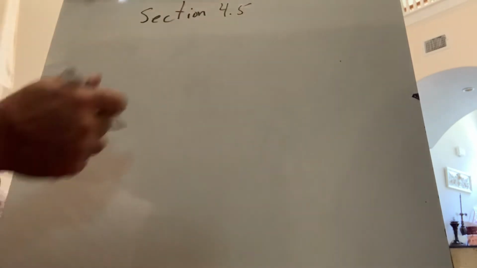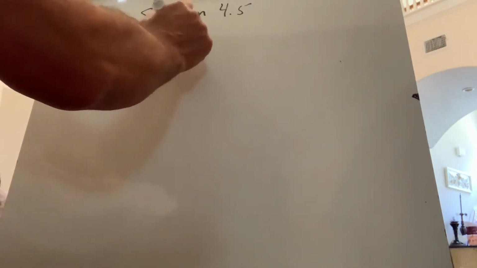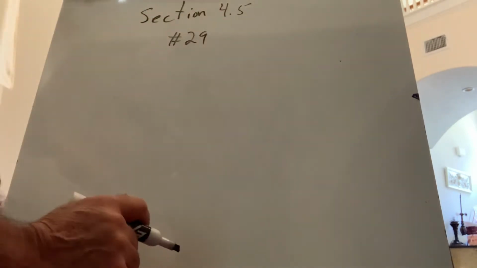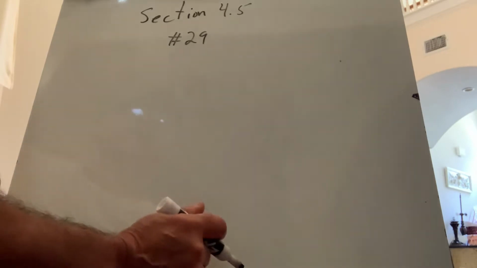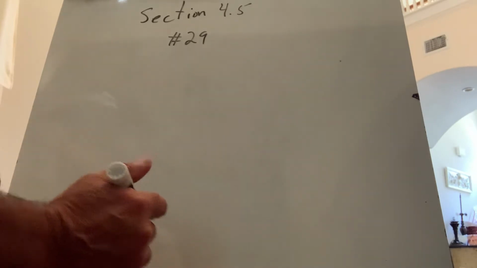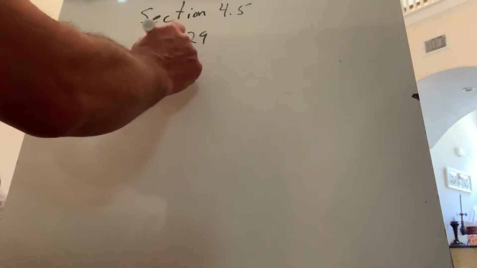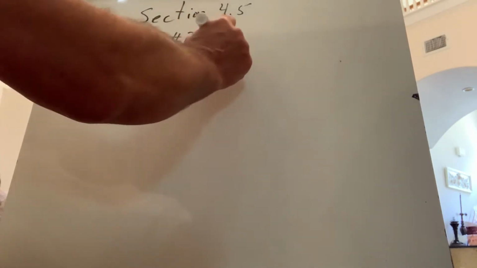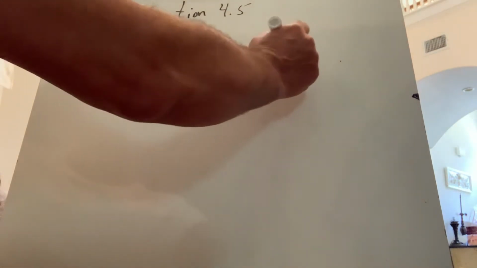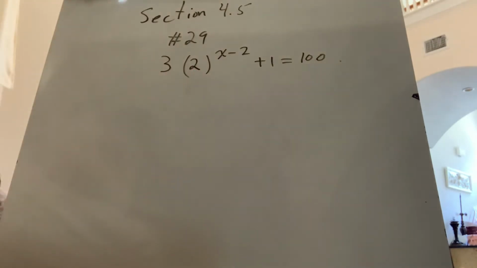First one is, this is section 4.5, number 29. So this is what we call the exponential equation, and they want us to solve it and also round the answer to 3 decimal places. So the equation goes like this: 3 times 2 raised to the power of x minus 2, plus 1, equals 100. Okay, so we want to solve for x.